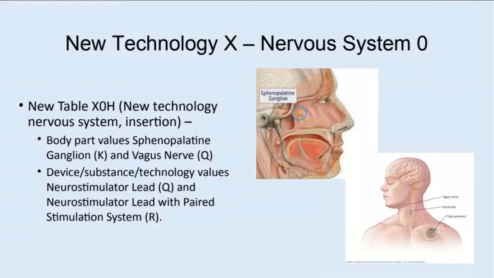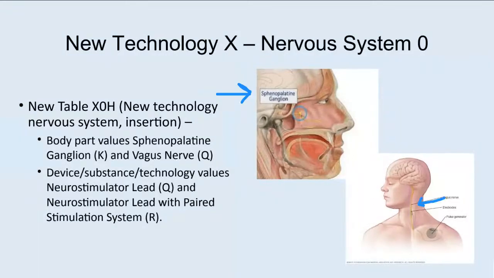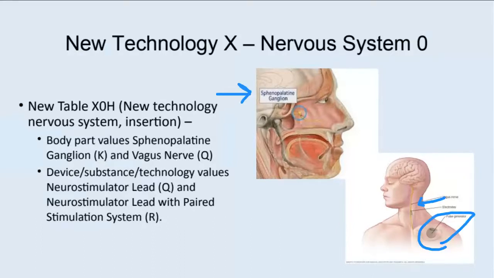So this is where the palatine ganglion is, and this is where the vagus is. You can see from here, the pulse generator is here, and the leads go up into here. So that's what we're talking about.